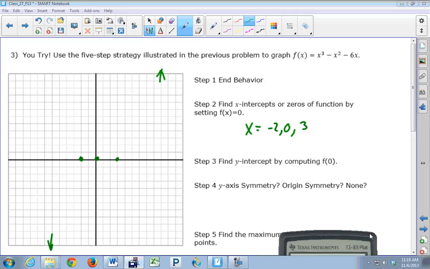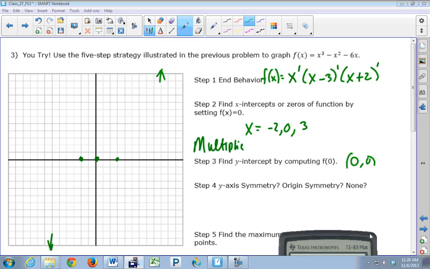F of 0 is our y-intercept. That's also 0. So (0, 0) is both our x-intercept and our y-intercept. When we factor this, what does it look like? x times x minus 3, x plus 2, right? When we put it in factor form, notice all of these have multiplicity of 1. So all of our zeros have multiplicity of 1, which tells us at each 0, we're crossing over the x-axis.